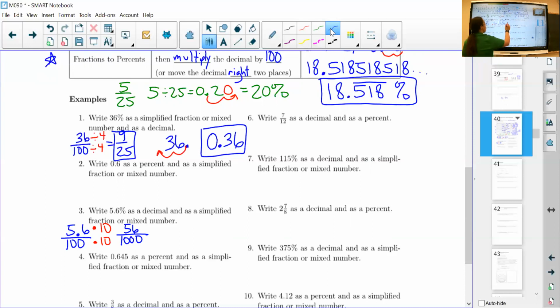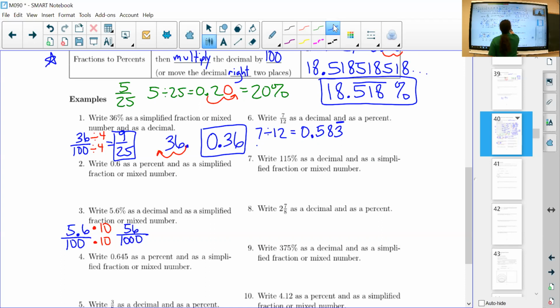How about 7/12? So 7/12, I want to write that as a decimal. 7 divided by 12 is 0.583 repeating. Notice that the repeating bar is only over the 3. This is 0.58333333, not 0.583583583. So that repeating bar is important. This is 0.58 with 3 repeating.